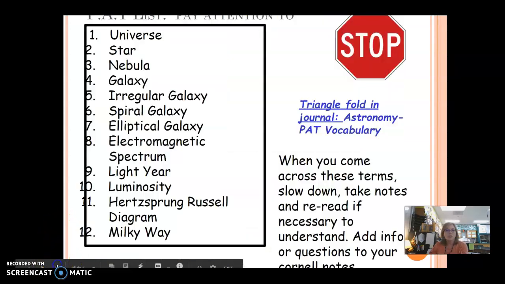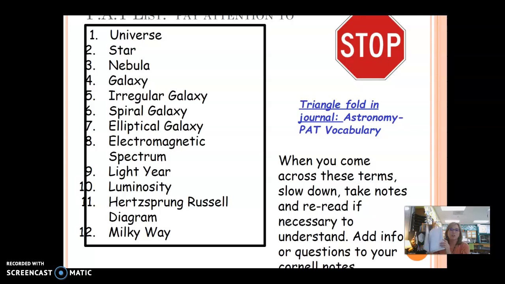Know that as we are getting ready to have our test, this was our pay attention to list, and you guys actually in your journal took vocabulary over these terms from our STEMscopedia reading. So you're going to want to go back and use STEMscopedia and study this vocabulary. In here you have your three different types of galaxies, so that's going to be important to know.